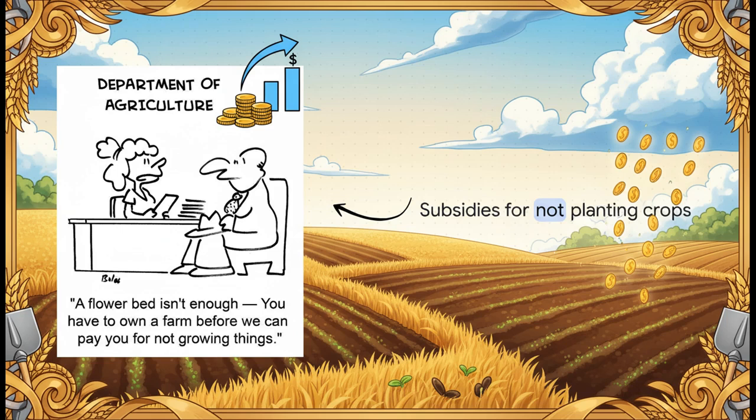Now, this economic reality explains a really curious public policy from the Department of Agriculture. The government actually provides taxpayer-funded subsidies to farmers to intentionally not plant crops. By artificially reducing the supply of farm products, the government helps push the market price up. And since demand is inelastic, this coordinated artificial reduction in supply actually increases the farmer's total revenue.